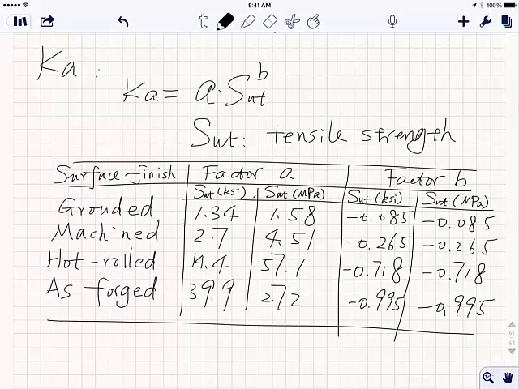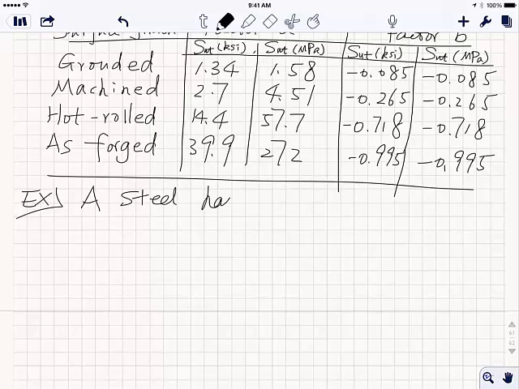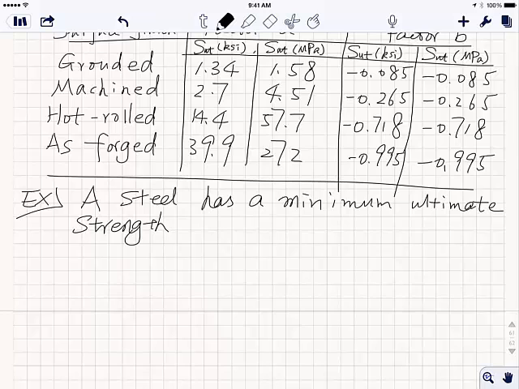The first problem has a minimum tensile strength of 520 megapascal, and a machined surface. Estimate the Ka.